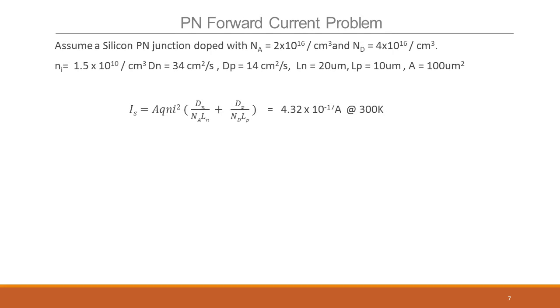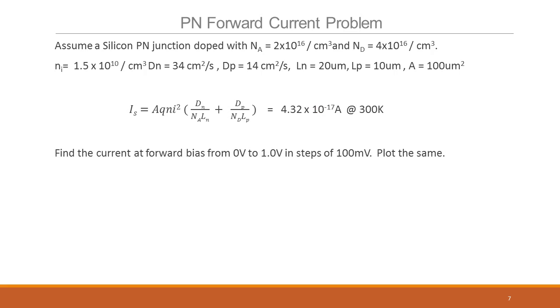Just to do a problem, assume a silicon PN junction doped with Na equal to 2 into 10 power 16 per centimeter cube and Nd is 4 into 10 power 16 per centimeter cube. I've given you all these values, but I already substituted them into the Is. I've calculated 4.32 into 10 power minus 17 ampere at 300 Kelvin. See, this is an extraordinarily small quantity, right? Okay. But it's in amperes, right?